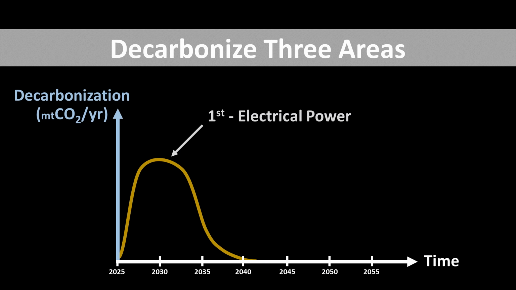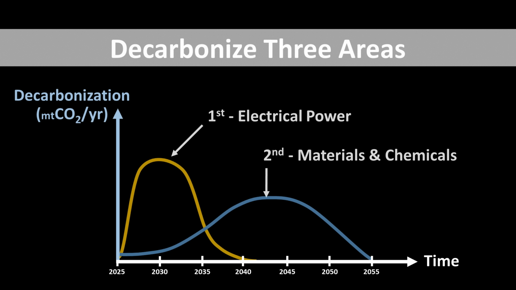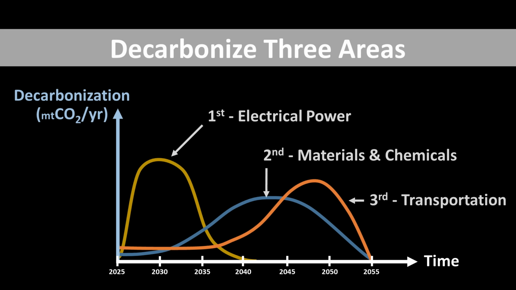Roughly 1/3 of carbon dioxide emissions come from electrical power generation, 1/3 from the making of materials and chemicals, and 1/3 from transportation. If we graph decarbonization per year, we can expect to see electrical power first, followed by materials and chemicals, followed by transportation. Transportation is the most expensive due to several challenges that we will cover in future videos.